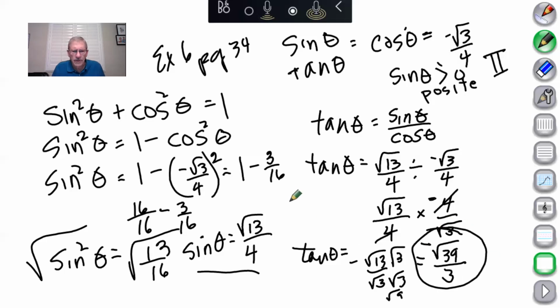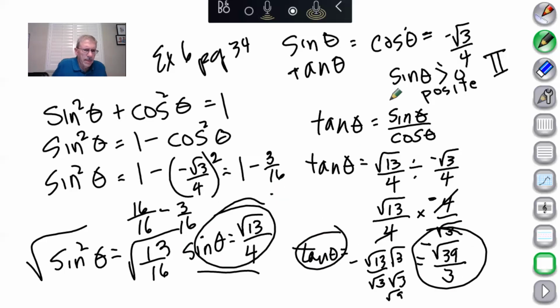Okay, so we've got our two answers, tangent and sine. A little bit of work. You've got to find the sine first, and then from the sine, you've got to do a little square rooting and things like that, quite a bit of algebra, and you get your answer.